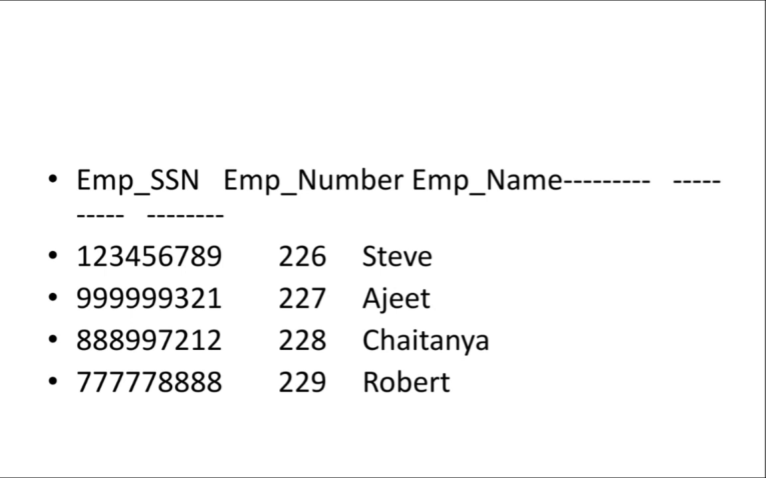One more thing, primary key is different, super key is different. Don't get confused here. Right? Super key tells that it is a set of attributes used to identify the records. For example, here how many columns are there? Employee SSN, employee number, employee name. Here I will try to write the different super keys for this table.